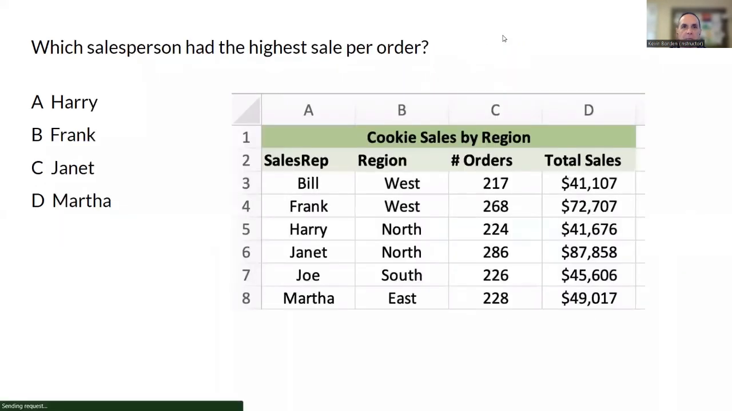Next problem. Which salesperson had the highest sales per order? This one takes a little bit of work. So if it feels like it's a lot of work, then you're probably doing the right thing. Pause the video, work on your solution, return when ready.